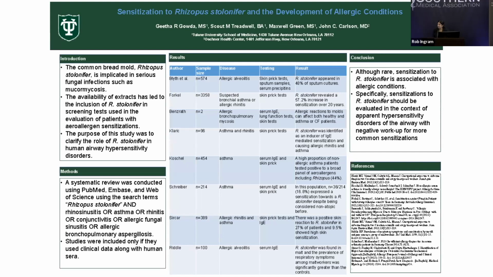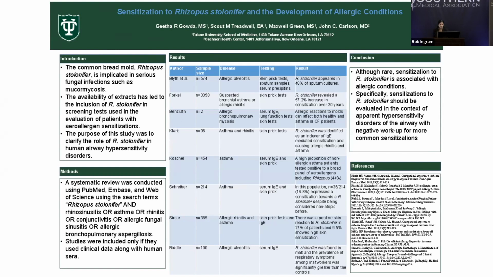Okay. And then I have two more abstracts, but they're both smaller parts of the same paper. So this one is looking at Rhizopus stolonifer and its implication in hypersensitivity conditions. I think a lot of us know Rhizopus as the common bread mold, causes mucormycosis, diabetic ketoacidosis, all the buzzwords. But its implication in hypersensitivity disorders has not been fully investigated.